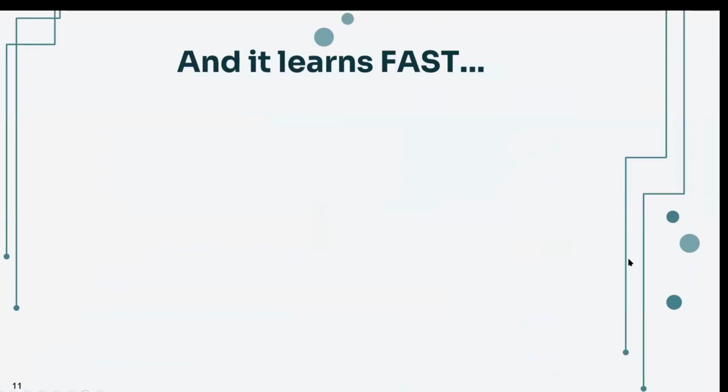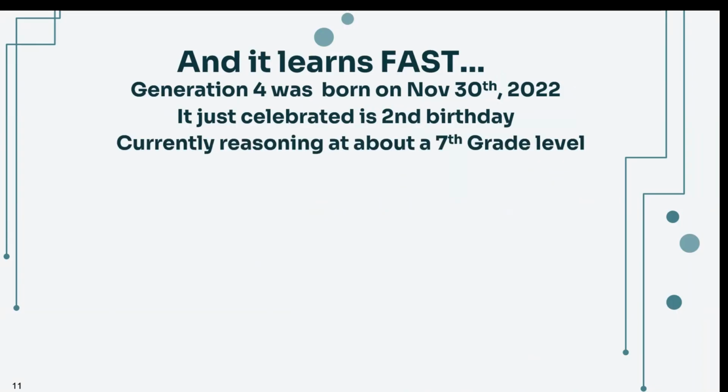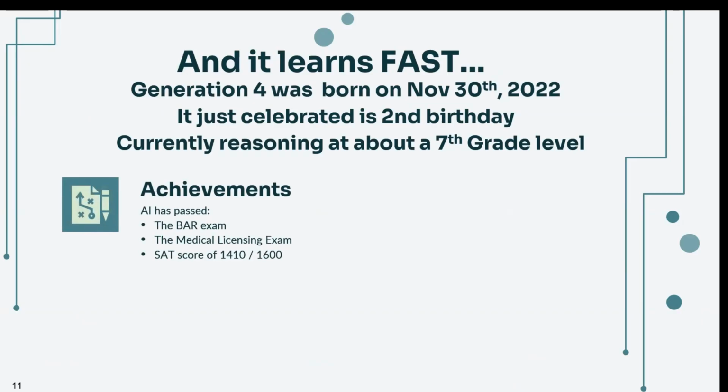So bottom line is AI learns fast. Generation 4, which we are now in, was born on November 30th, 2022. So we have only been in Gen 4 for about 3 years. It just celebrated its second birthday. Third birthday will be this November 30th. This amazing technology that we are interacting with is only 3 years old. It's currently reasoning at about a 7th to 8th grade level, but it's improving with each generation. So here are the achievements in the past year.